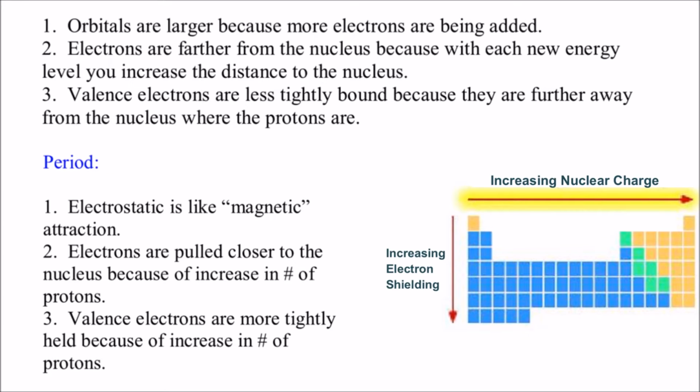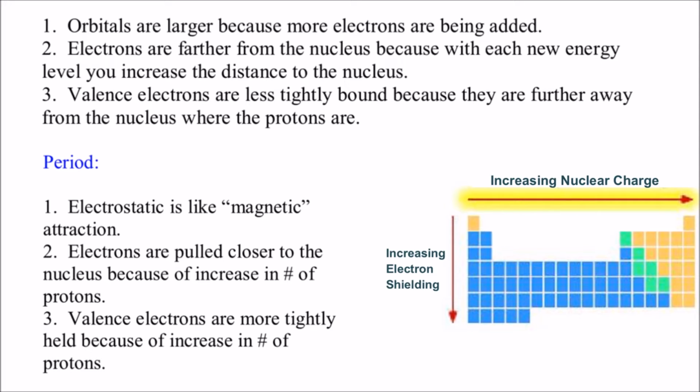Alright, now let's talk about within a period. So within a period, we have nuclear charge. Okay, within a group, we had electron shielding. Remember, groups go up and down, periods go side to side. So just a second ago when we were talking about groups, we focused on electron shielding. And now that we're in a period, we're going to focus on nuclear charge, or that positive charge.